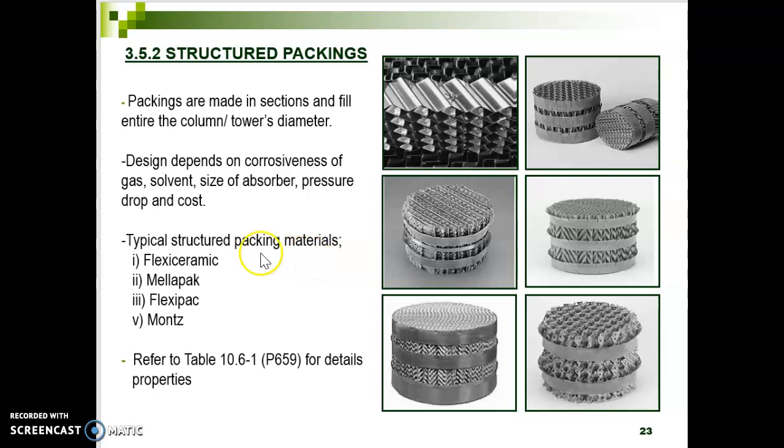For typical types of structured packing material, it can be Flexiceramic, Mellapak, Flexipac, or Moss. Each also has its own properties, which you need to refer to in Table 10.61.